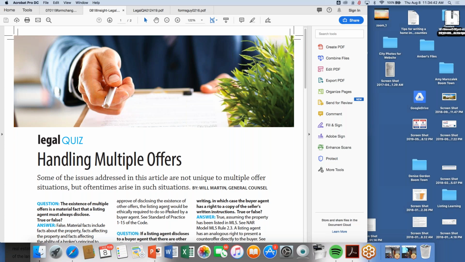Although delivering a signed copy of an accepted offer certainly constitutes communication of acceptance, it's not required by law, which permits communication of acceptance by any usual means of communication, oral or written. For example, a phone call from the listing agent to the buyer agent confirming that the seller has signed the buyer's offer would constitute acceptance.